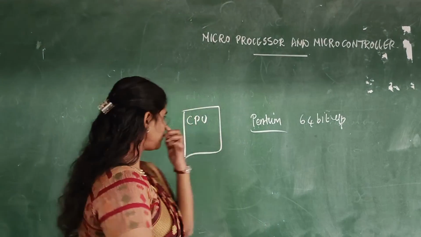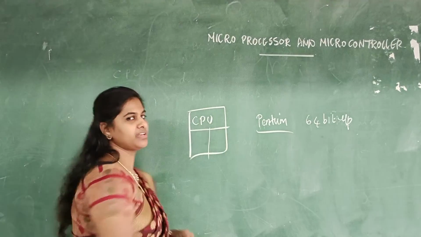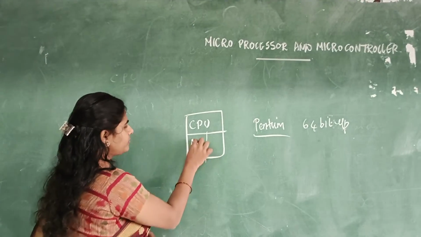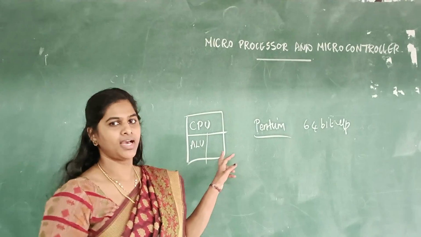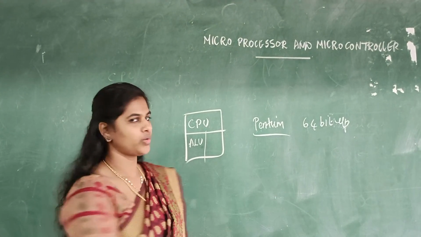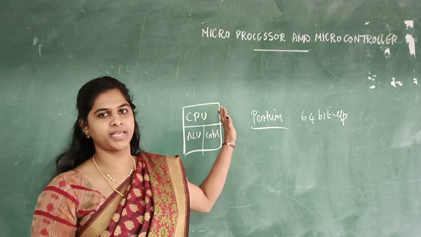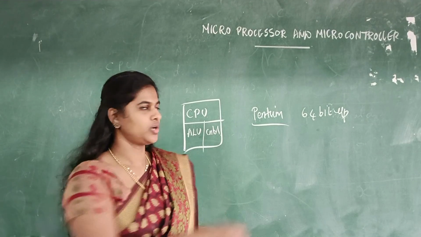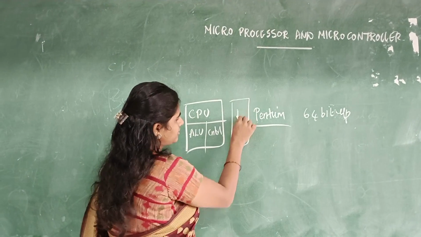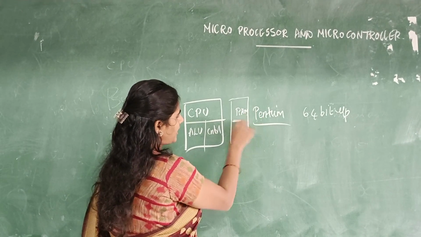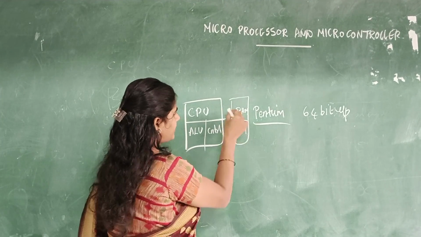As well, we know the CPU does three main functions. One is the ALU, the arithmetic logic unit, and then the execution part, which is the control unit. And then this CPU communicates with the registers, which are called RAM and ROM, random access and read-only memory.